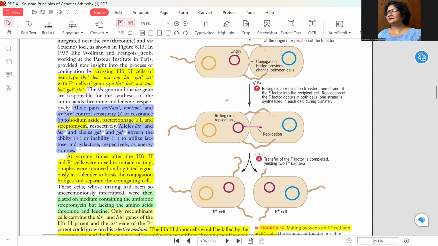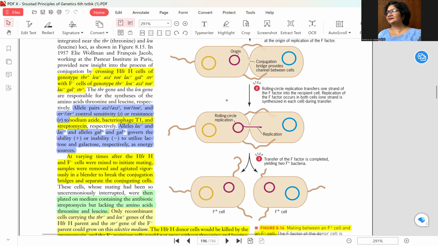Is the recipient now growing in the absence of threonine? If yes, it got the threonine plus gene. Is it growing in the absence of leucine? If yes, it got the leucine gene. Is the recipient now sodium azide sensitive? Then it got the sodium azide sensitivity gene. Is it sensitive to the bacteriophage? Then it got the bacteriophage sensitive gene. If it can utilize lactose as the only source of energy, it got the lac plus gene. If it can utilize galactose as the only source of energy, it received the gal plus gene from the donor.